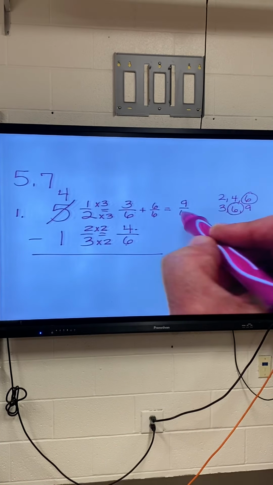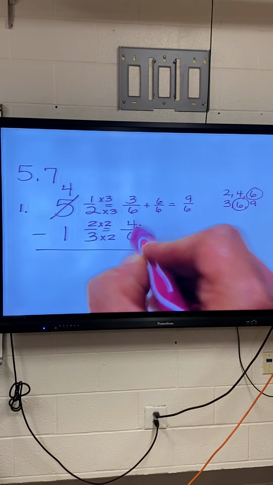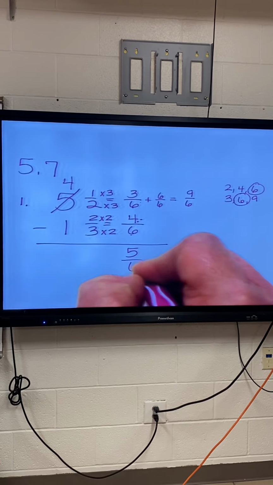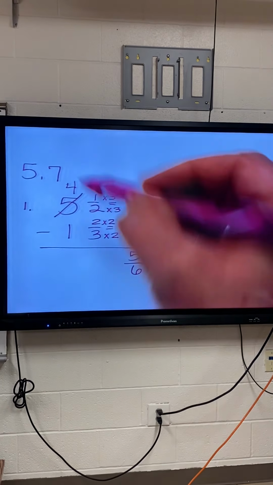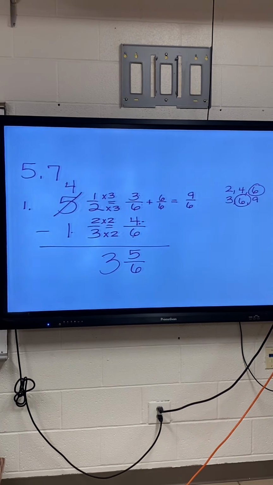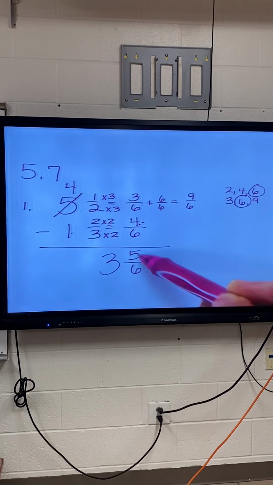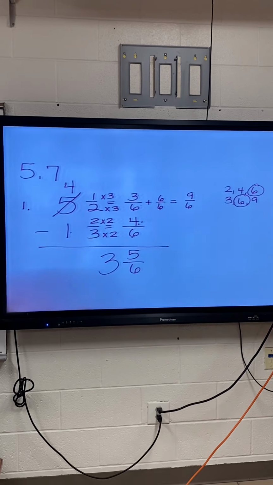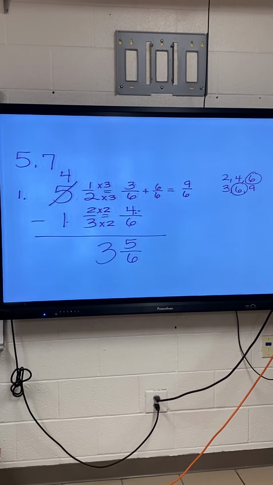Now I can subtract. 9 minus 4 is 5. My denominator stays a 6. And 4 minus 1 is 3. Remember, I told you that if your numbers are 1 apart, like 5 and 6, it's already simplified. You don't have to do anything.